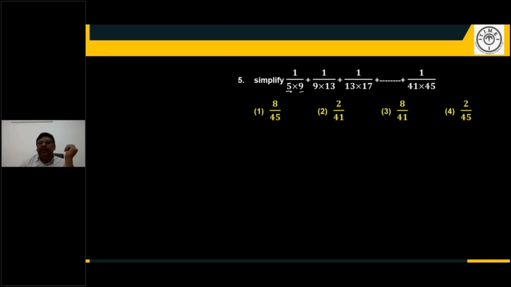Students, 5 and 9, what is the difference? 4. 9 and 13, the difference is 4. 13 and 17, the difference is 4. 41, 45, the difference is 4. Just think whether you can get any idea. Right, students?